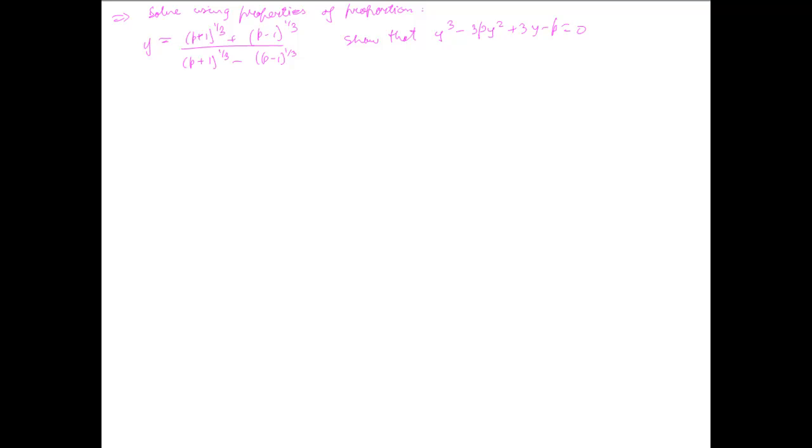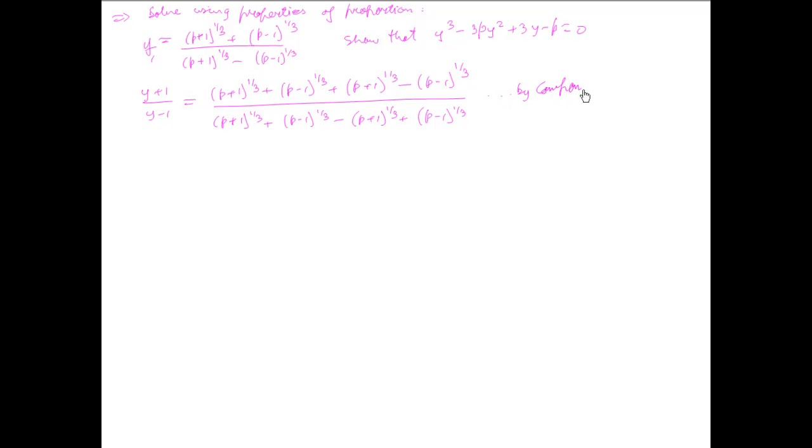So first, children, we'll use componendo and dividendo by taking this as y upon 1. So that gives us (y + 1)/(y - 1) is equal to [(p + 1)^(1/3) + (p - 1)^(1/3) + (p + 1)^(1/3) - (p - 1)^(1/3)] divided by [(p + 1)^(1/3) + (p - 1)^(1/3) - (p + 1)^(1/3) + (p - 1)^(1/3)]. This is by componendo and dividendo.